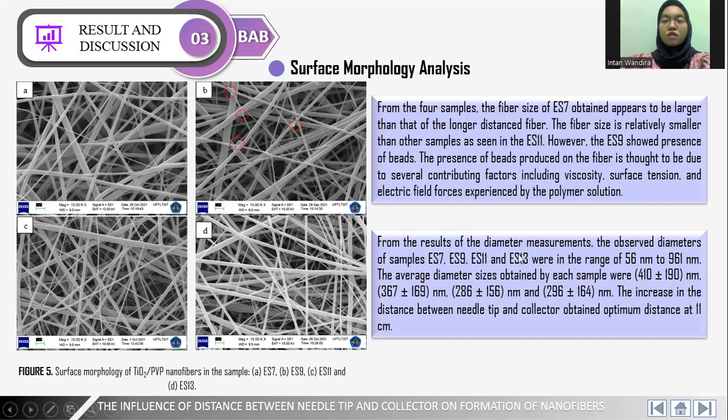From the result of the diameter measurement, the observed diameters of samples ES7, ES9, ES11, and ES13 were in the range of 56 nanometers to 961 nanometers. The increase in the distance between needle tip and collector obtained an optimum distance at 11 centimeters.